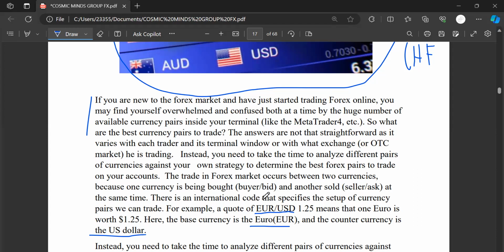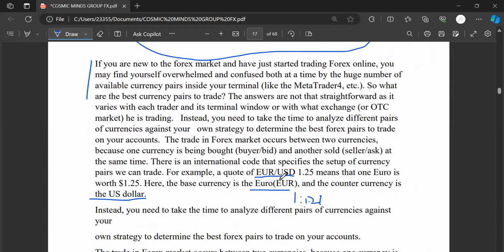Now, when these two come together, whatever price or rate is being quoted means that the first one is one. It's like 1 is to 1.25, right? So that is the meaning. It means that you need 1 euro, the eurozone currency, to actually buy 1.25 US dollars. So it's as simple as that, right? This is a brief introduction. We will talk about it more.